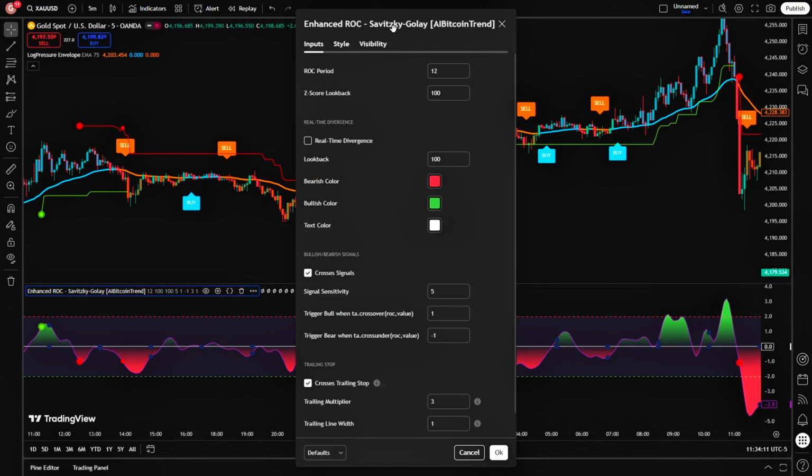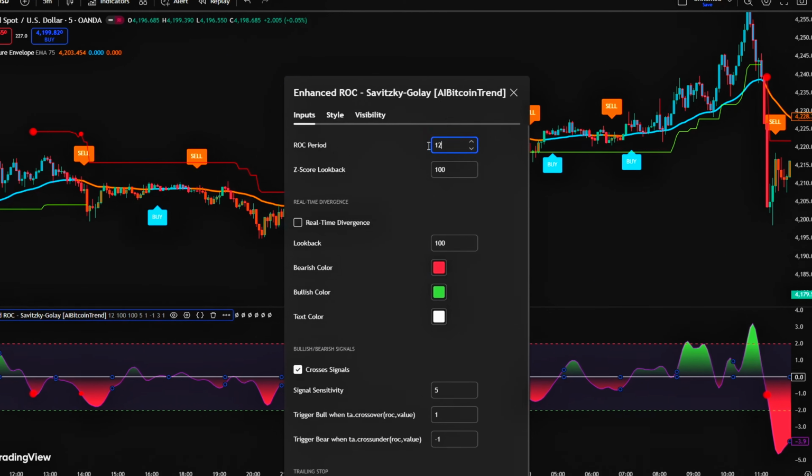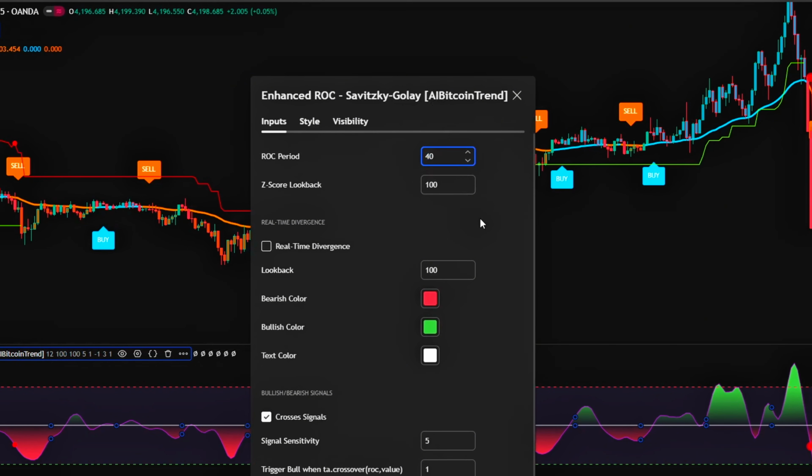Adjusting the inputs. Inside the Inputs tab, find the setting labeled ROC Period. Change the value from 15 to 40. This slows the indicator down and removes noisy, weak momentum signals. Double-check that the value is correctly set to 40 before moving to the next tab.